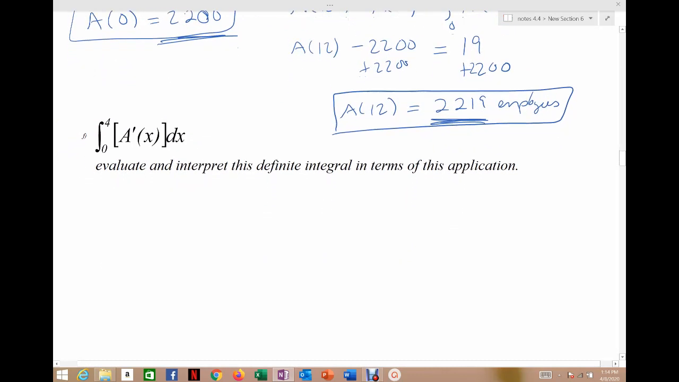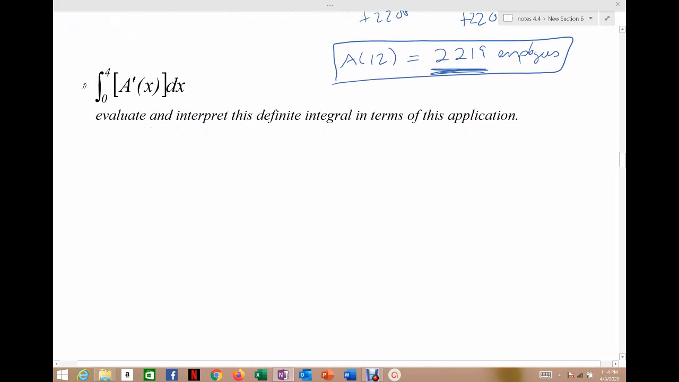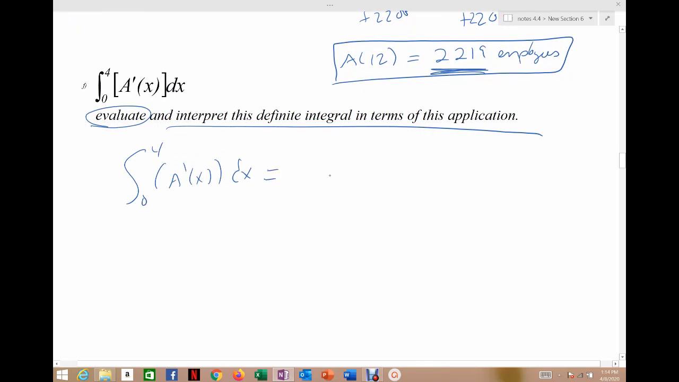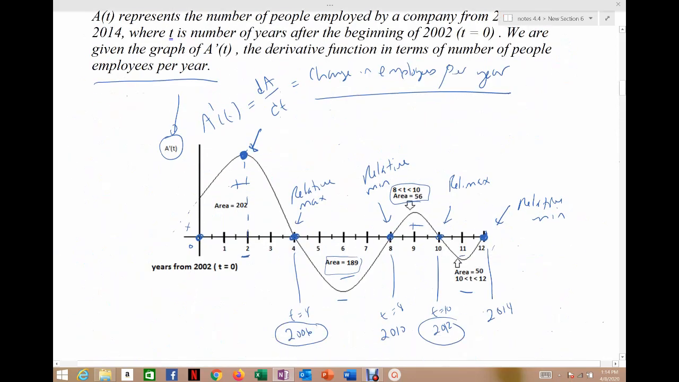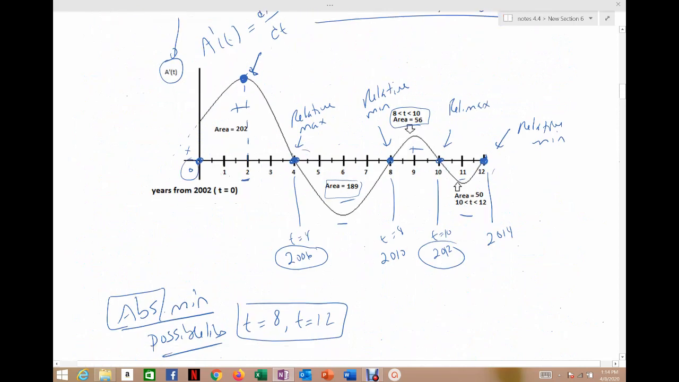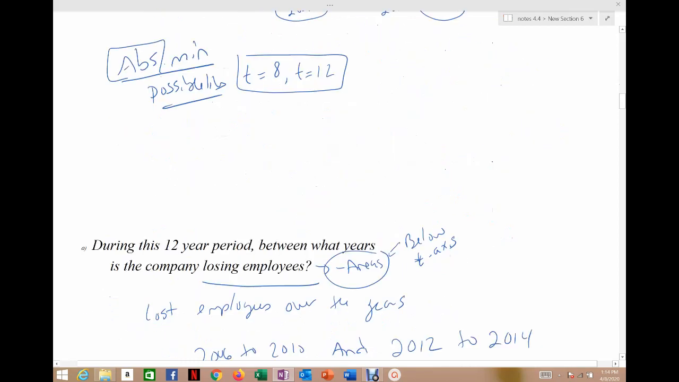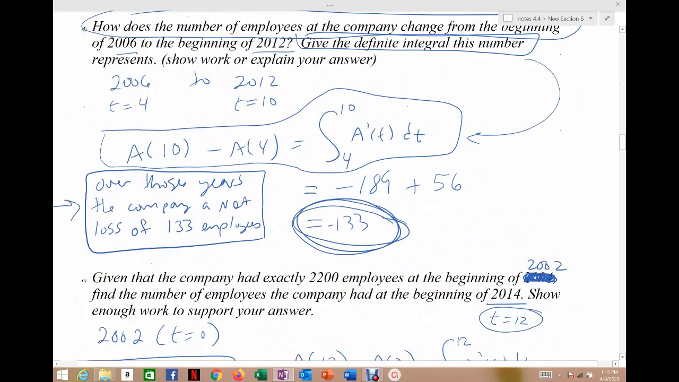The last one for this particular problem, I believe. Evaluate, which means solve, and then explain what it means in terms of the application. So 0 to 4 of my derivative would mean that area at the beginning. The area at the beginning was a gain of 202 employees. If I go back and look, I have to scroll all the way back, but right between 0 and 4, that's my area. So we added 202 employees. But first, write it down.